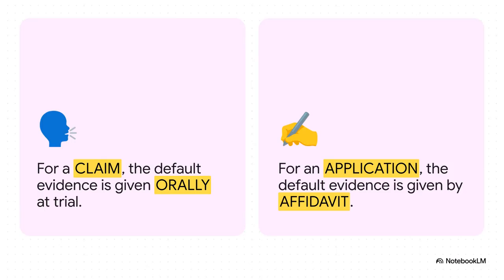So Rule 390 basically creates a fork in the road. It's simple. If you've started your proceeding with a claim, your default is oral evidence at trial. Think witnesses in the box giving testimony. But if you've started with an application, your default is written evidence, which means you're drafting affidavits. Getting this right from day one is going to shape your entire strategy.